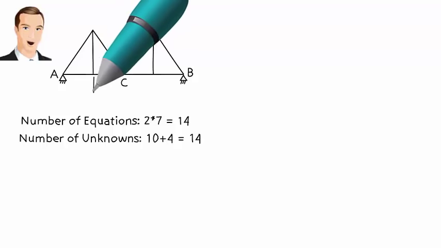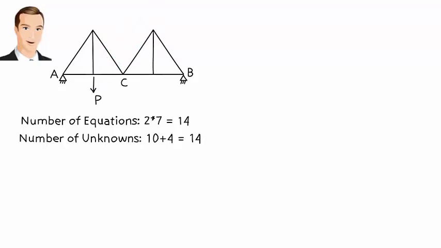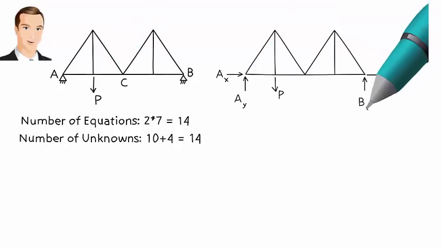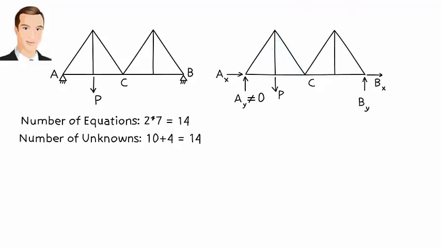Say there is a vertical load here. We can draw the free body diagram of the entire system like this. At this point, it should be clear that neither AY nor BY can be zero, else the truss becomes externally unstable. With that in mind, can you find an unstable substructure here? Pause the video if you want to give it a try.